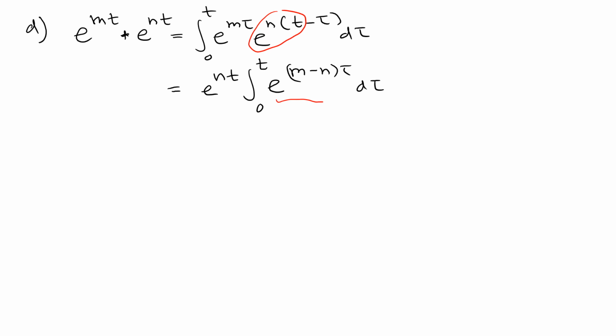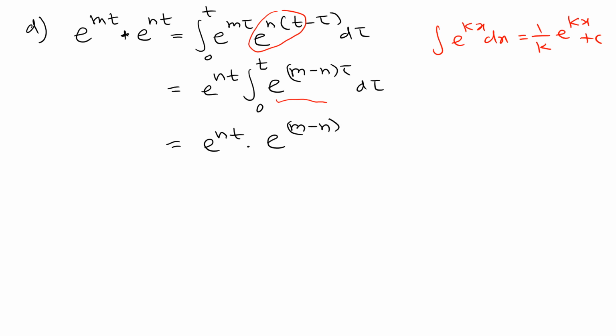You can see this is just like a regular exponential integral. We know that the integral of e to the kx dx, you simply divide by k, so that means it is going to give you 1 over k e to the kx plus c. So because of that, we can write this one as e to the nt times e to the (m minus n)t. What do you want to divide by? Divide by k. k means m minus n in this case. And then evaluate it from 0 to t.